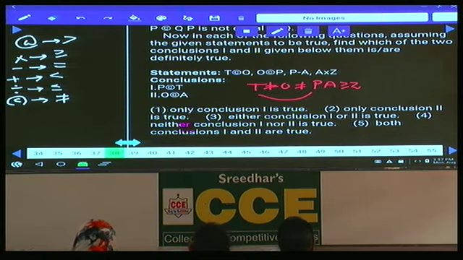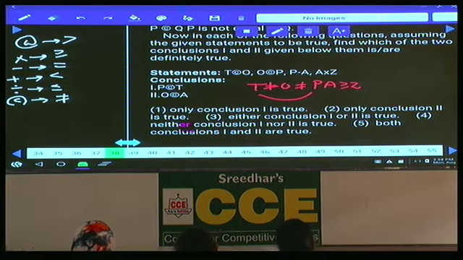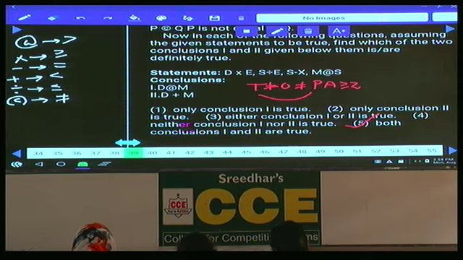Then what is the next one here? O copyright. O copyright means O not equals to A. Now between O and A, O not equals to A, true or false here? O not equals to P, P equals to A. P and A are one and the same, isn't it? Hence in the place of P we can take it as A. Hence O not equals to A is also true. Then what is the answer here? Both 1 and 2. Choice fine. 38.